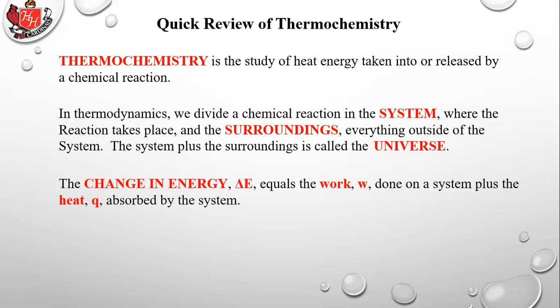The change in energy equals work done on the system plus heat absorbed by the system. That's if work is positive and if heat is positive. The work will be done against the system, not the system doing work on some outside force, but rather work being done against the system, and heat absorbed into the system are positive W and positive Q. So there's the formula: change in energy equals Q, heat, plus W.